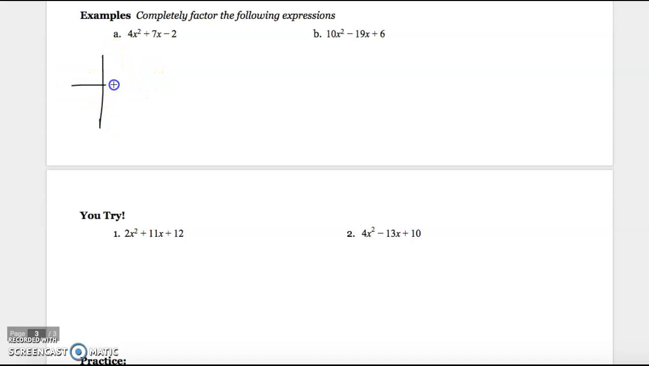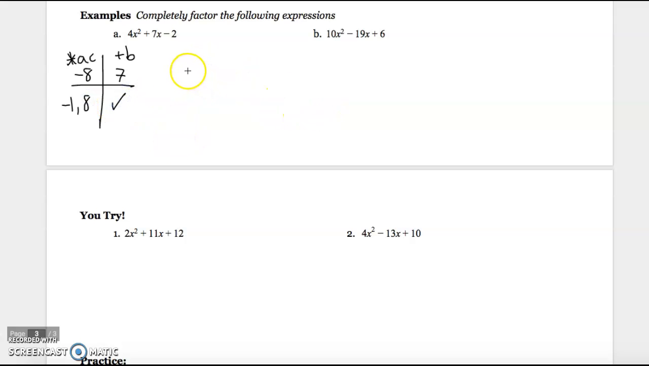So I figure out what multiplies to my AC value and adds to my B value. So A times C, 4 times -2, is -8. And what adds to my B value would be what adds to 7. So if I want to multiply to -8 and add to 7, I believe that's a -1 and a +8. Cha-ching, we're good to go there.